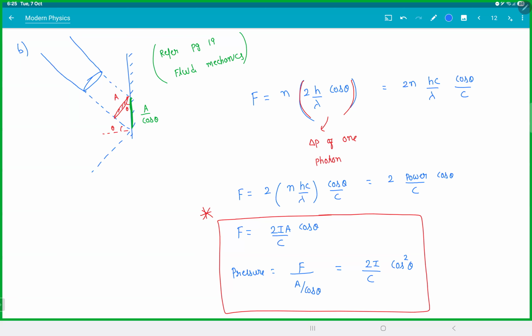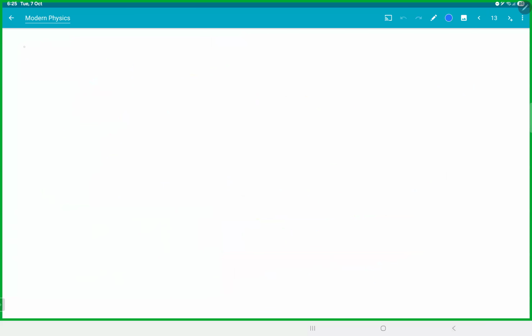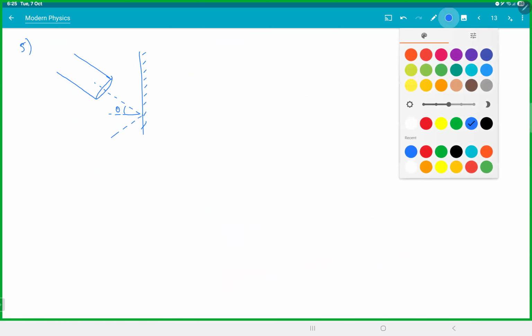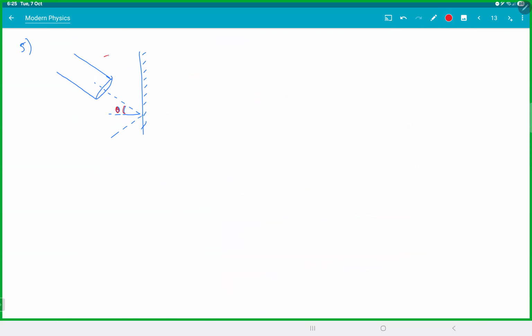Next one. Let's see a similar one. Let's say we got a surface here. We got a light beam which is hitting at an angle theta, intensity I, area A. This thing, 60% is perfectly absorbing. So whatever light is falling, 60% gets absorbed, so nothing is perfectly reflecting, nothing is perfectly absorbing, right? And 40% is reflected. Now find the force on the wall.